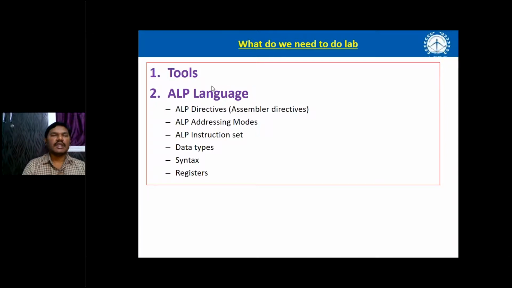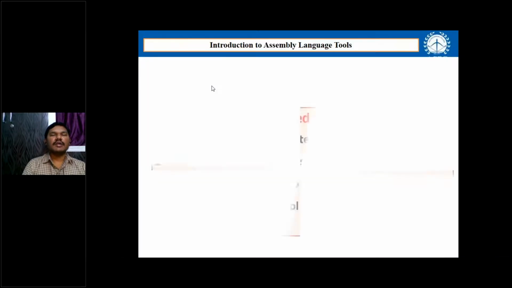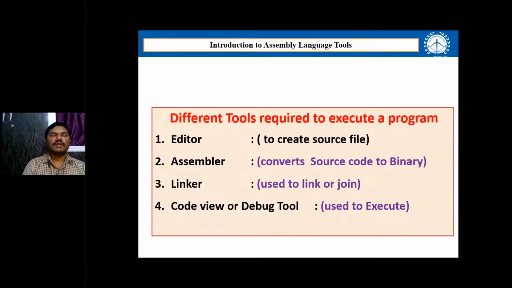So first we will see what the different types of tools are. We need four types of tools here. One is the editor tool, the second is the assembler tool, the third is the linker tool, and the fourth is the code view or debug tool. These are the four tools required to execute a program.